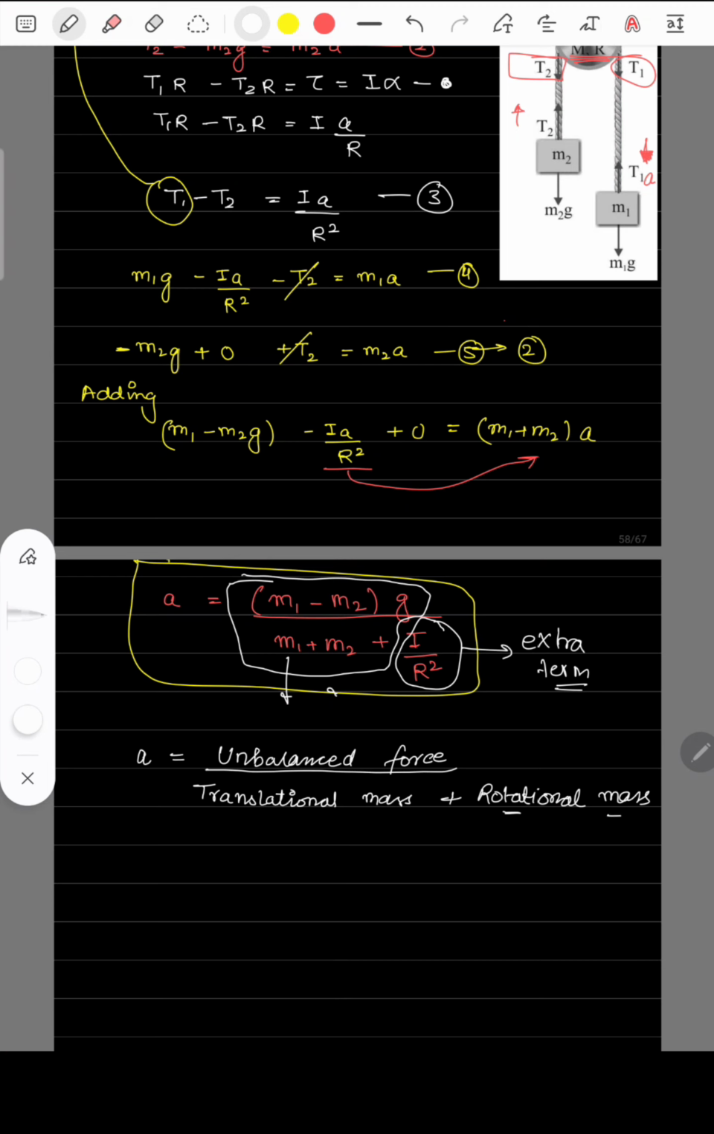And how have we achieved this? We already know the moment of inertia I of any body depends on two parameters, the mass of that body and the radius square. So if we divide the moment of inertia by r square, then it becomes a representation of mass.